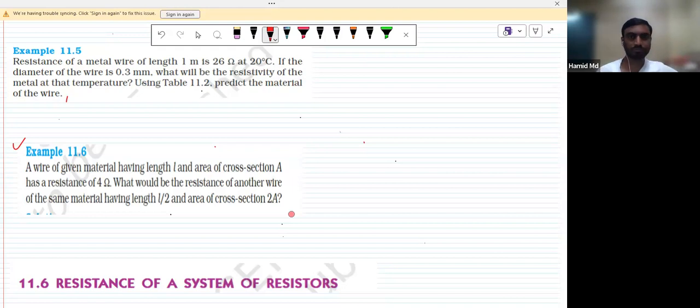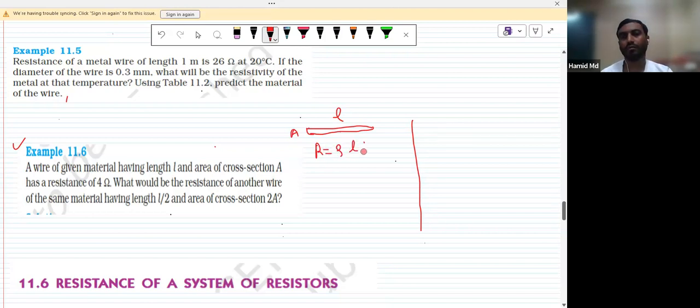Can you please explain that equation? I'm dividing it in two parts. A wire of given material of length L and cross-sectional area A has resistance 4 ohm. R is rho L over A. So resistance is 4 ohm, and this will be equal to rho L over A, right? Yes, sir.